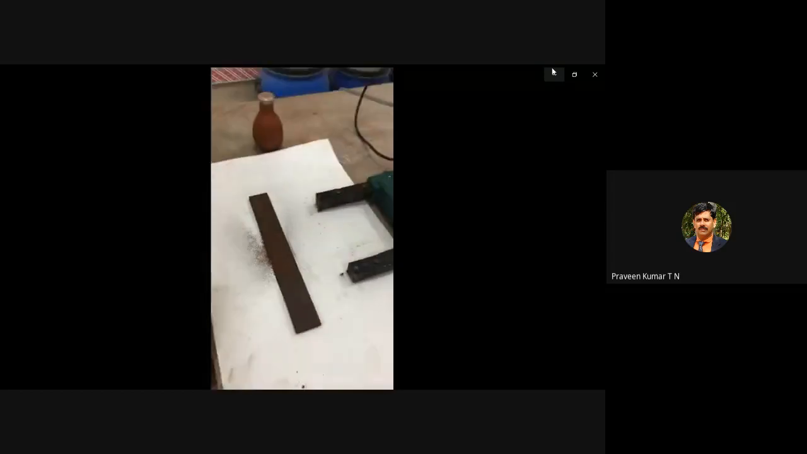Sometimes two or three holes will come, sometimes one hole will come. See, the crack is there, at this position. This is the magnetic particle test.